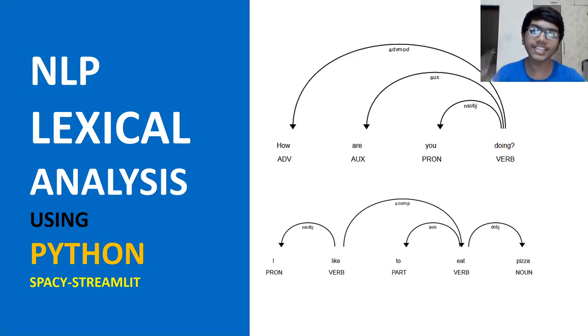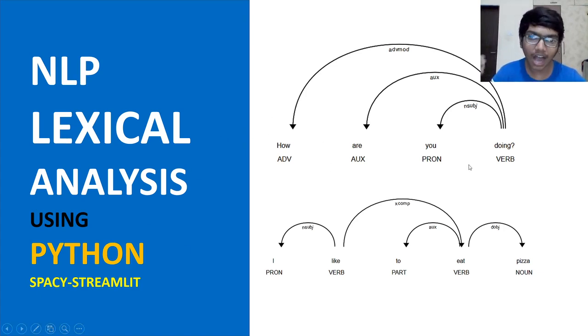Hello everyone, in this video we are going to perform lexical analysis using Python. So what are lexicons? A lexicon is basically, in simple terms, the vocabulary of a language. We are going to use NLP in this. NLP helps us understand the sentences.